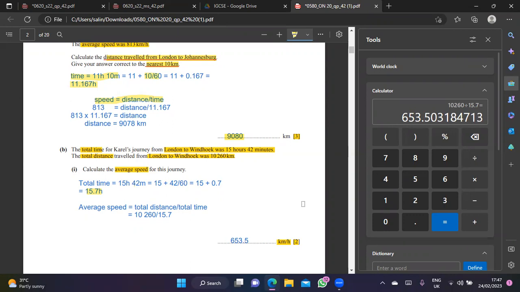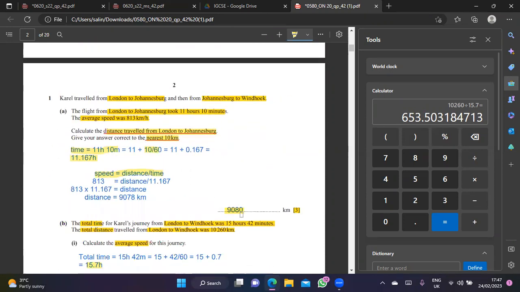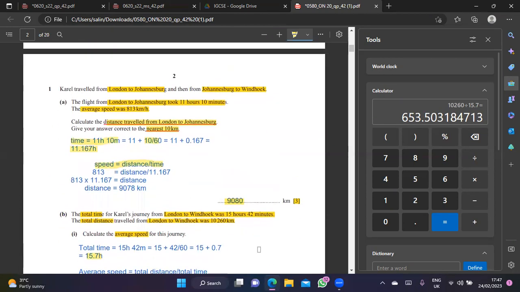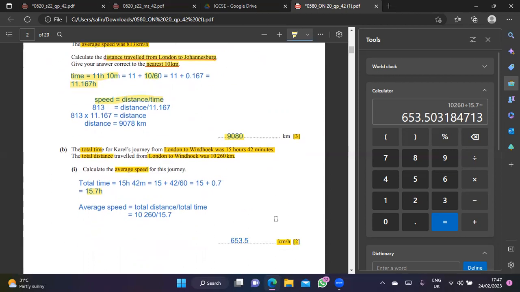Did it say anything about the nearest whatever? Let's have a look at the question. In A, they said nearest 10 kilometer. But in B, they did not say anything, yeah? If that is the case, what is the rule for your IGCSE? Either use 2 decimal places or 3 significant figures, if they didn't say anything. So you can choose 1 decimal place here. That's what I did actually. So round it off to 653.5.